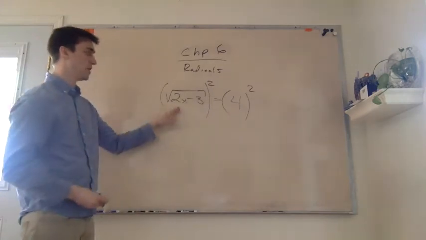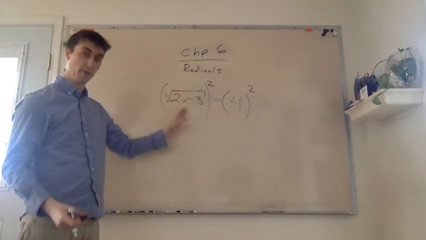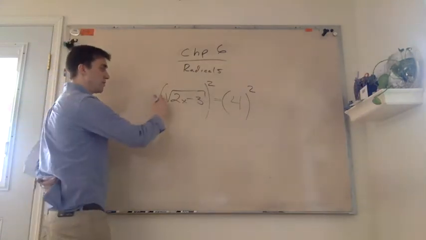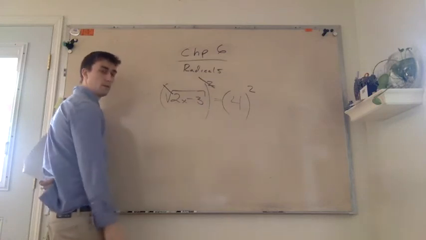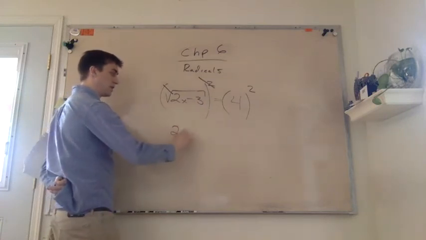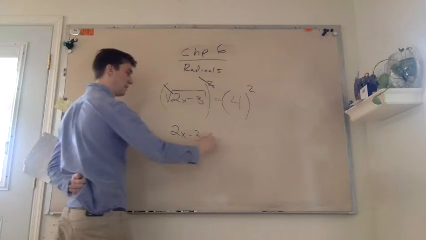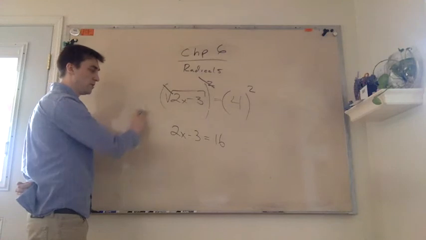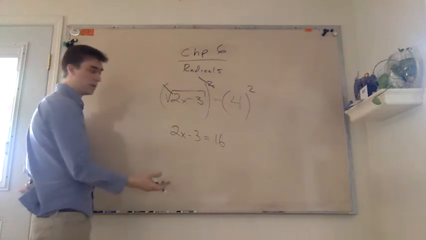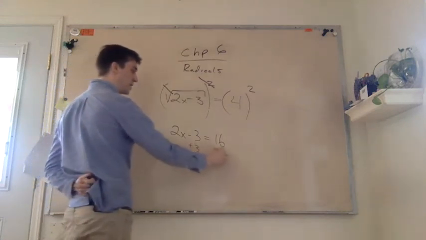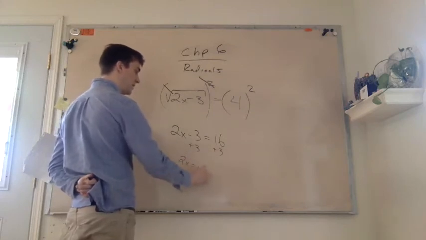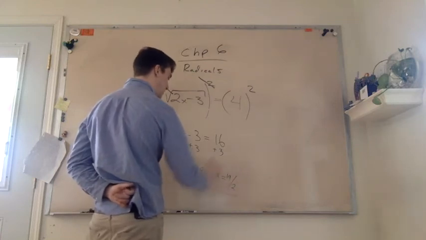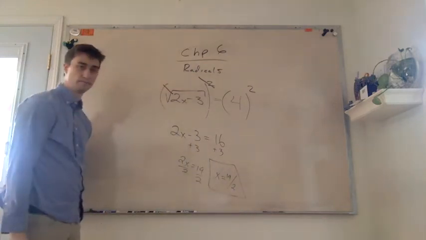So I'm just saying, this side is the same as this, therefore this squared is the same as this squared. The square root of something squared cancel each other, so you're just left with 2x minus 3. 4 squared is 16. So I've reduced this to a linear equation, which we can easily solve. Isolate the variable. Add 3 to both sides. 2x equals 19, divide by 2, x equals 19 over 2. X equals 19 halves.